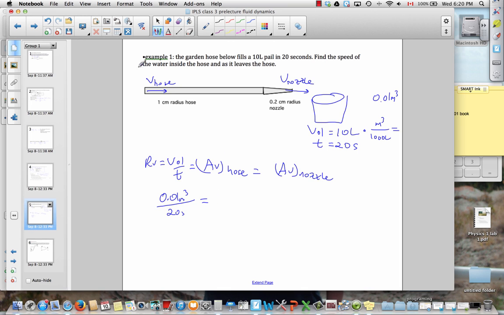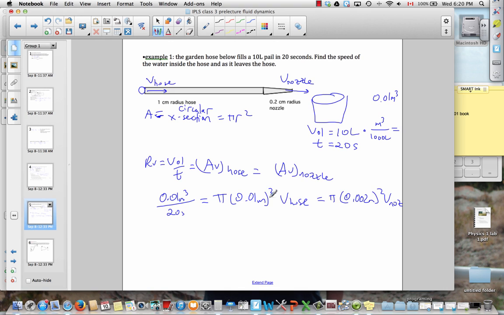And the cross-sectional area of this hose is going to be circular. So A equals, a circular cross-section. And the area of a circular cross-section is pi r squared. And the radius here is 1 centimeter, or 0.01 meters. And the area at the nozzle is given as 0.2 centimeters squared, so that will be 0.00002 meters squared, times V nozzle.